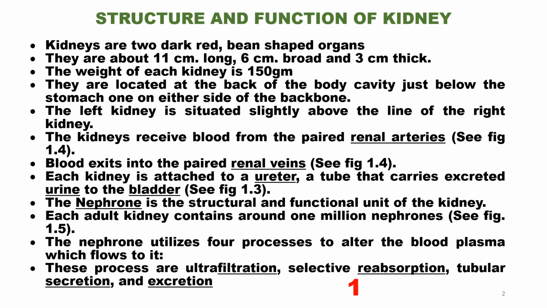These processes are ultrafiltration. Ultrafiltration is the process by which materials with smaller molecules pass through the glomeruli of the nephron into the Bowman's capsules and into the tubules of the nephron, while larger particles remain on the surface of the glomeruli. That is what I mean.